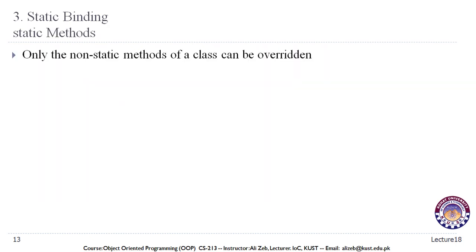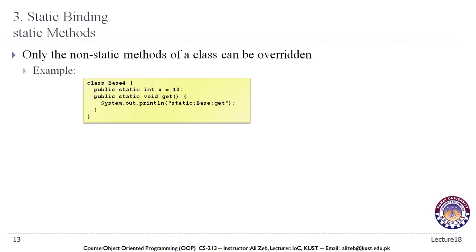Static methods. To look at the static methods example, only the non-static methods of a class can be overridden. We have been talking about this point repeatedly. So we have a class Base4 that has a static integer variable, and we can see that that variable is declared as public, equal to 10, and that class has a static void get method as well.